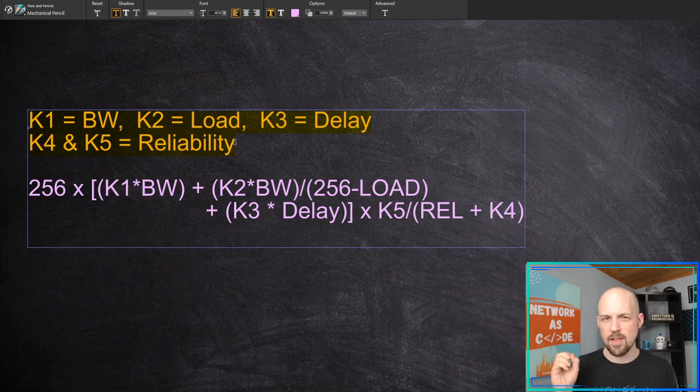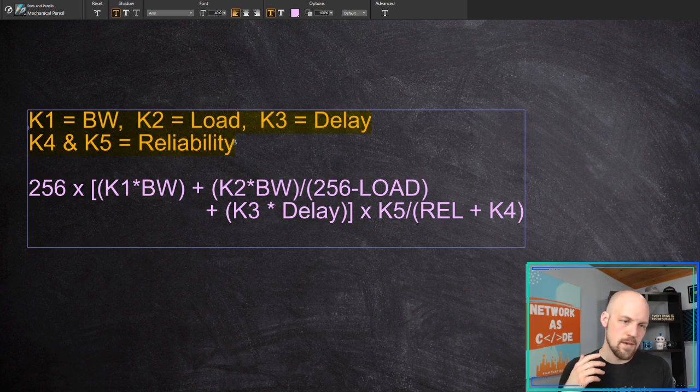EIGRP doesn't send, like, you know how RIP, I don't know if you've studied RIP yet, but RIP sends updates every 30 seconds. And so every 30 seconds, just sending an update. EIGRP doesn't work that way. EIGRP is only going to send an update if it needs to send an update. Otherwise, life is good. Carry on. What I told you hasn't changed. There's no reason for me to send an update.